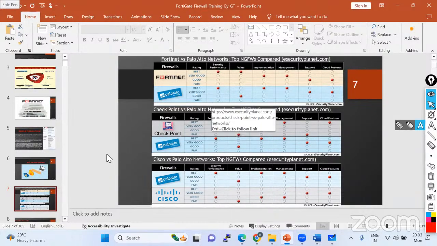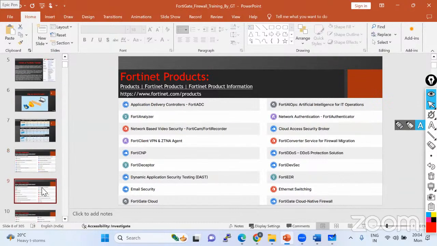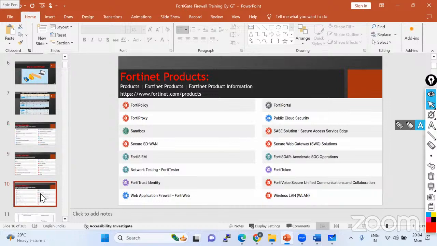We discussed all these slides, and also various products of the firewall vendors, especially for Fortinet, what products are available in the market. Not only the FortiGate firewall, Fortinet builds a lot of products: FortiAnalyzer, FortiManager, FortiAP, routers, switches, and many more. So you can see the list of devices. We have done this briefing in the past. They also offer a SASE solution.